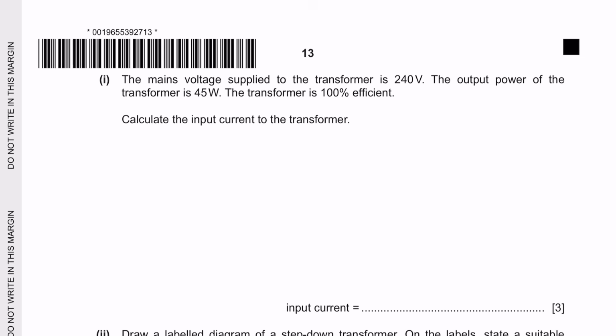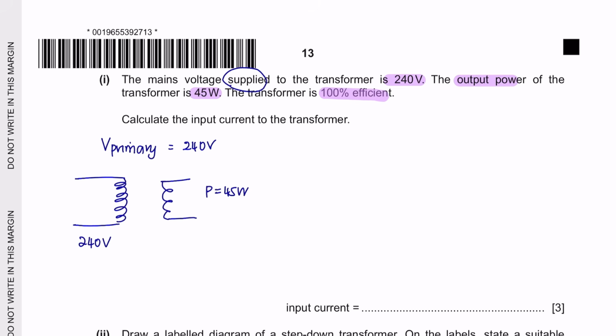Question part 1. The mains voltage supplied to the transformer is 240 volts. So supplied here being the primary voltage or the voltage input. The output power of the transformer is 45 watts. The transformer is 100% efficient. 100% efficiency means that the power in is equal to the power out. Calculate the input current to the transformer. So we are looking to find the current at the primary coil.